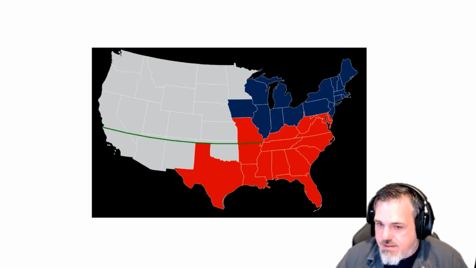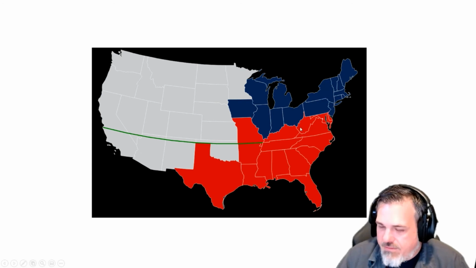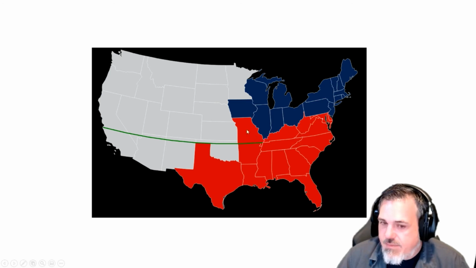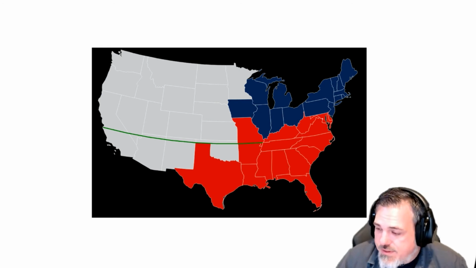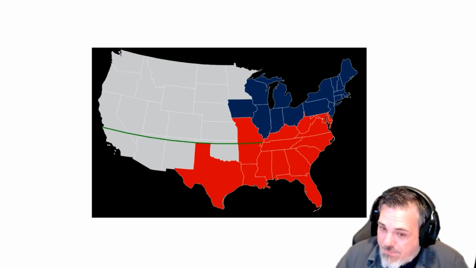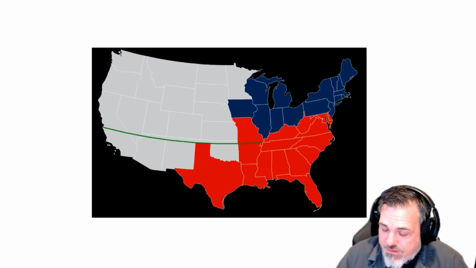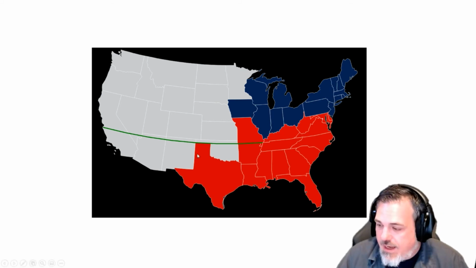But you'll notice there are a number of states above said line which are slave. All of these states were already slave states before this time. The one that should stick out to you, however, is Missouri, because the compromise allowed Missouri to enter the Union as a slave state if all the other states could enter as non-slave.